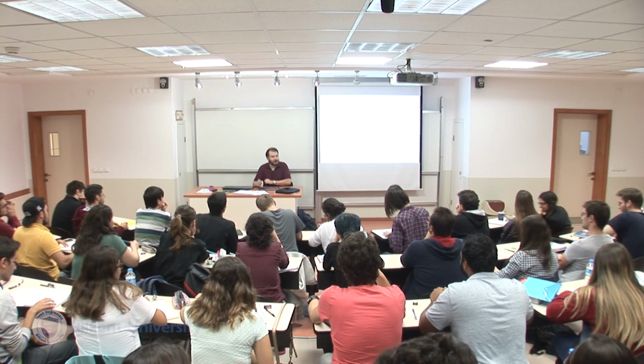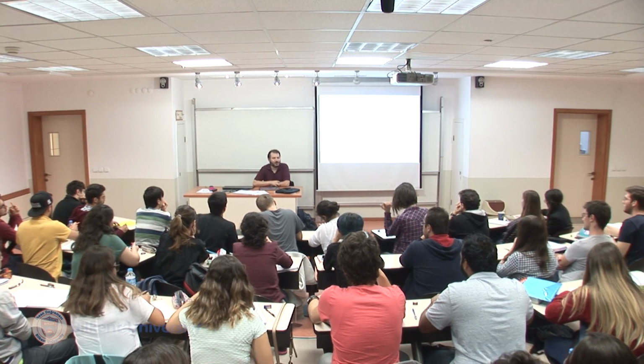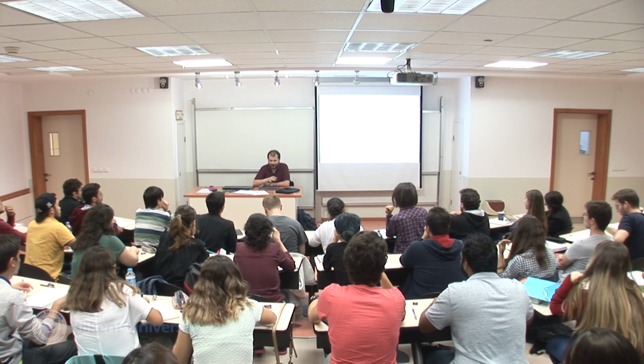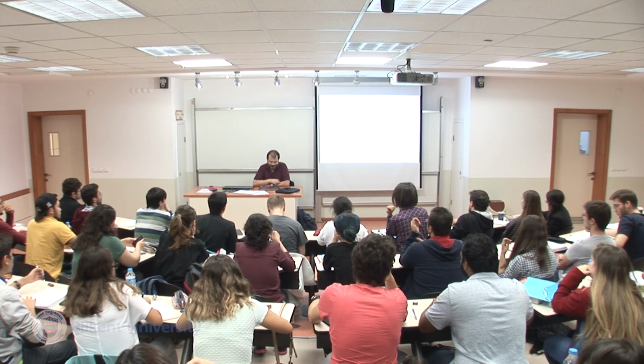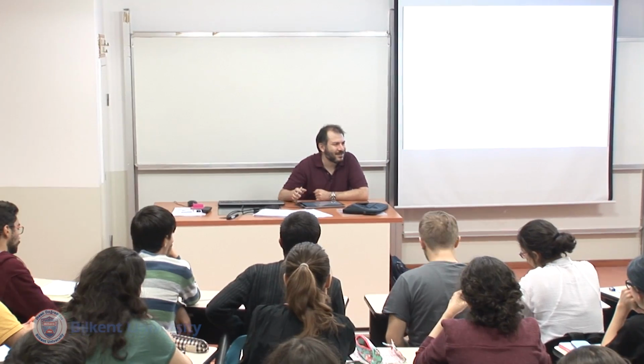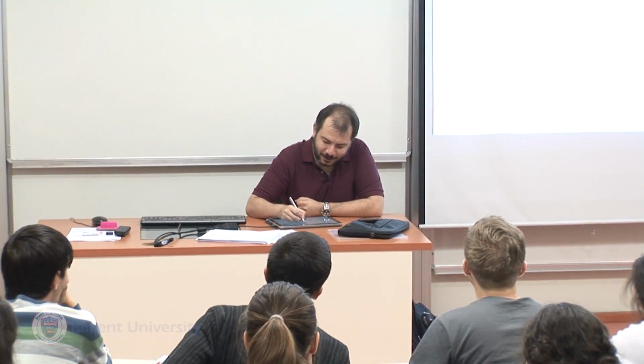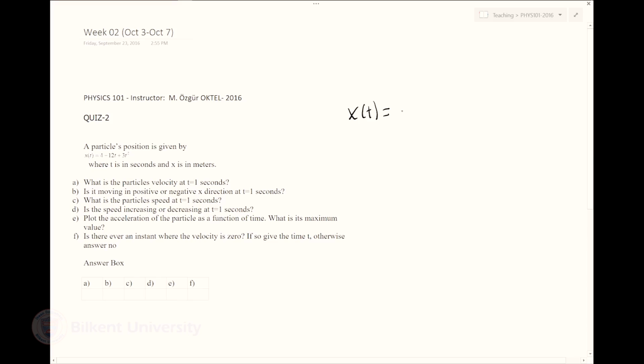Yes. Now, let's solve the quiz from the previous lecture. Okay, that was quite easy compared to this one, right? So now, let's do it. A particle's position is given by x equals 4 minus 12t plus 3t square, where t is in seconds and x is in meters. What is the particle's velocity at t equals 1 second?